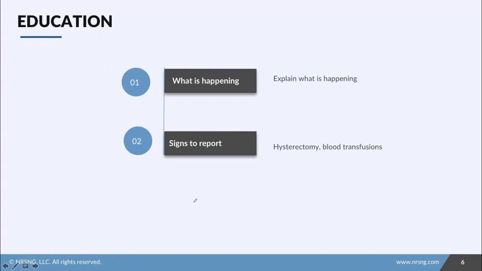Our education is going to revolve around explaining what is happening to the patient. So a lot of this is very emergent. Everyone's working together very quickly, but we need to do our best to explain what's going on, and in terms that they can understand it. We need to let her know signs to report. So this would revolve around, if she had a hysterectomy, infection, if she's feeling a temperature, pain, those kinds of things, signs to report, and then blood transfusions, obviously signs to report of a reaction.